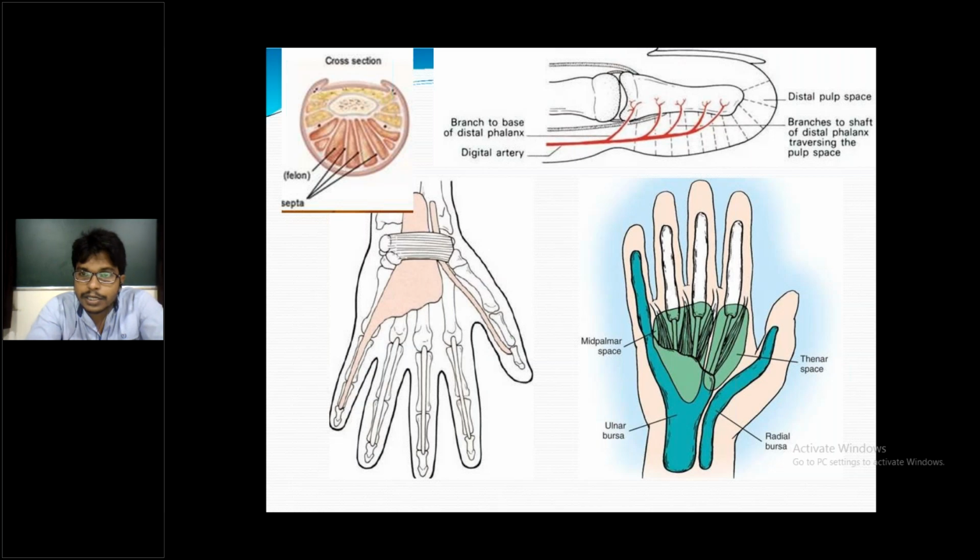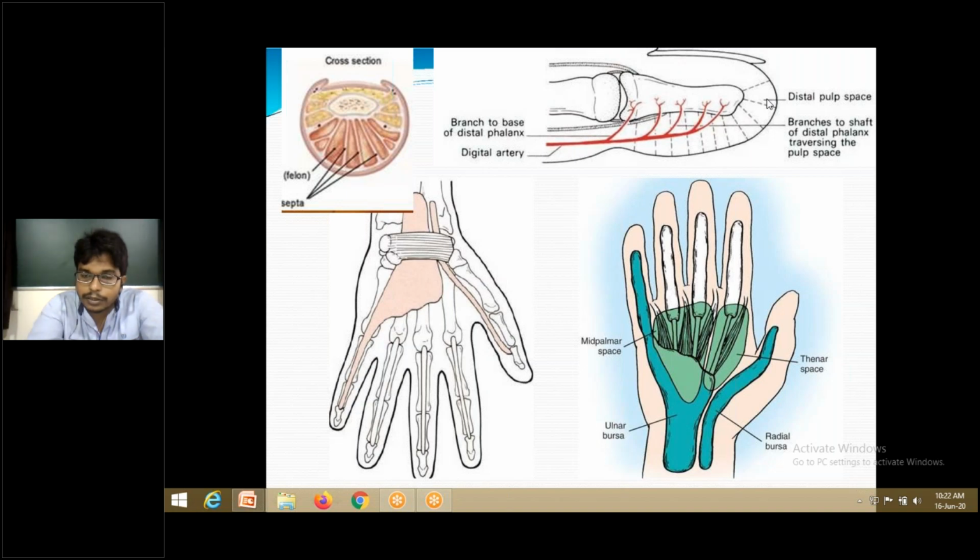Mid-palmar space, you can see in the diagram. Just medial to the ulnar bursa is the mid-palmar space, and just lateral to the radial bursa is the thenar space. Can anyone say on which side the hypothenar space will be present? It is towards the ulnar bursa that the hypothenar space will be present.